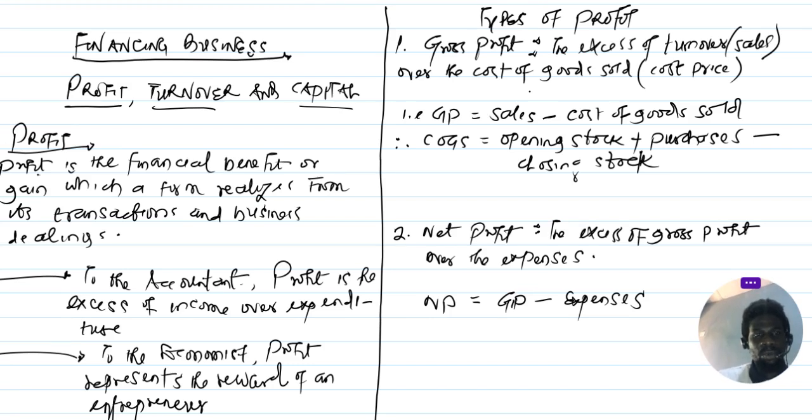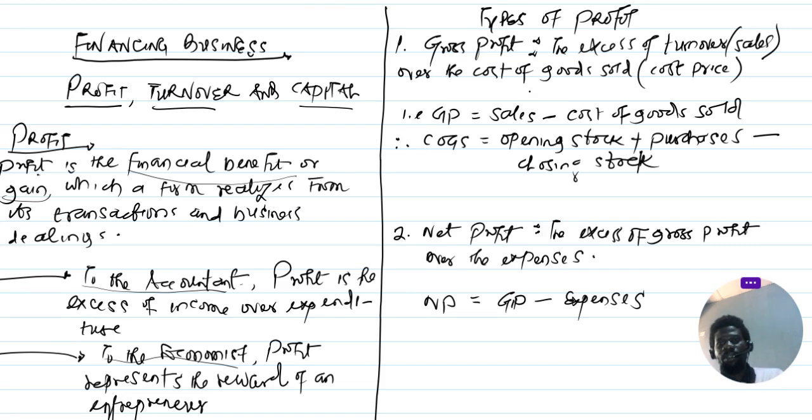Okay, so when we look at profit, we said profit is the financial benefit or gain which a firm realizes from its transactions and business dealings, and we have different views of what profit is. We can have it according to the accountant, and we can also have it according to the economist. According to the accountant, profit is the difference or the excess of income over expenditure, while to the economist, profit is the reward of an entrepreneur.